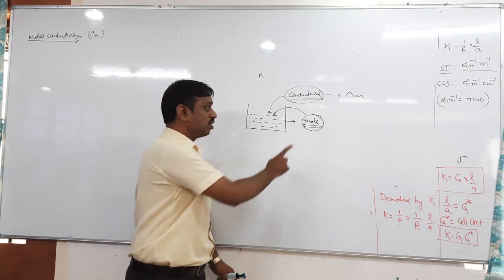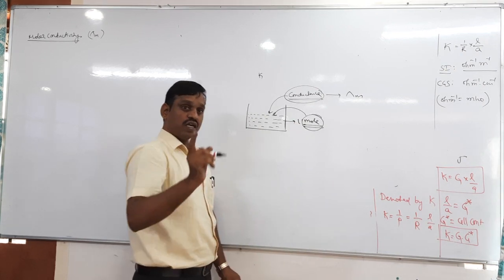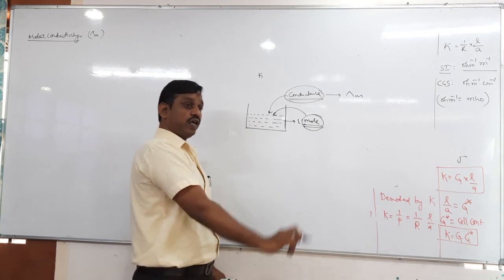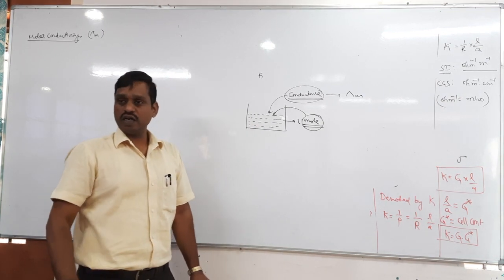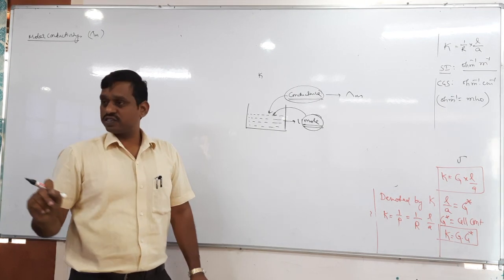What should be the constant? 1 mole. It should be 1 mole. Therefore, the conductance of electrolyte solution containing 1 mole of electrolyte is called molar conductance. In molar conductance, 1 mole is fixed.